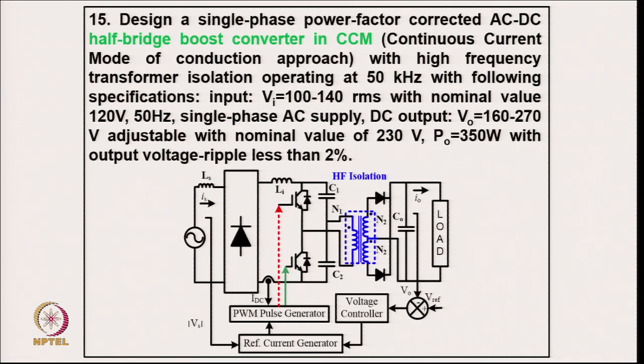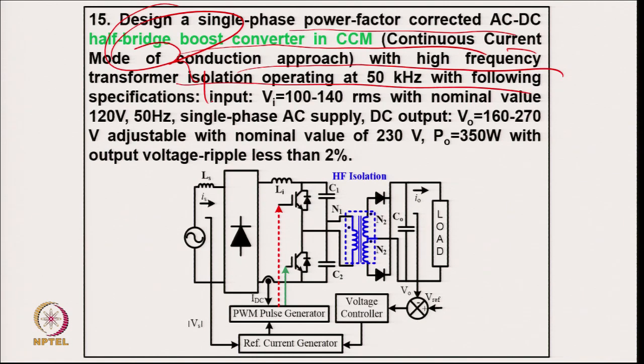So, coming to the 15th example: design a single phase power factor corrected half bridge boost converter in continuous conduction mode with high frequency transformer isolation, operating at 50 kilohertz, with the specification of 100 to 140 volt RMS, nominal voltage of 120 volt, 50 hertz single phase AC supply, and output DC voltage 160 to 270 volt, adjustable, nominal voltage of 230 volt, output power 350 watt and output ripple less than 2%.